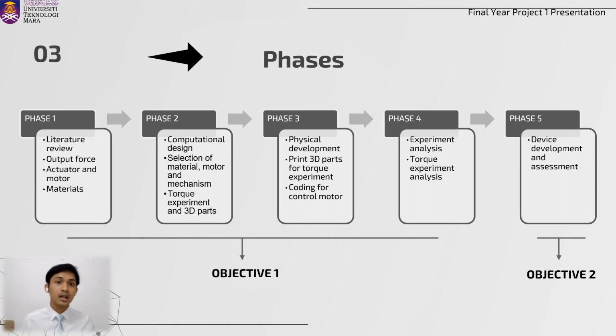Phase 4 will start by setting up the torque experiment, and I assemble all the components. Then the torque is analyzed and compared. Phase 5 will be fabricating, then analyzing the hand exoskeleton based on the selected motor, which will be done in my final year project too.